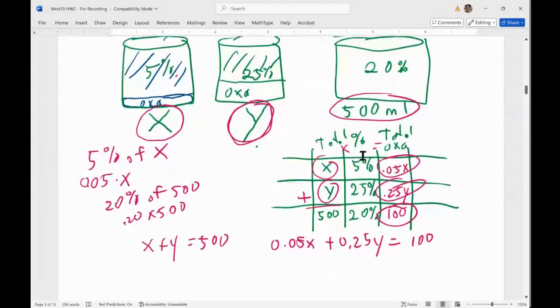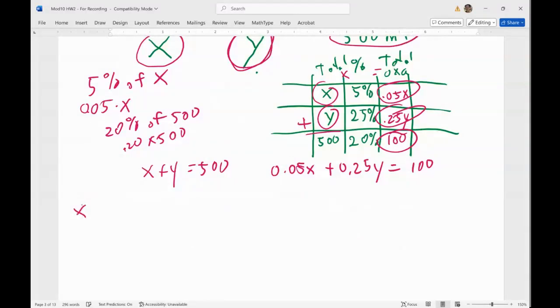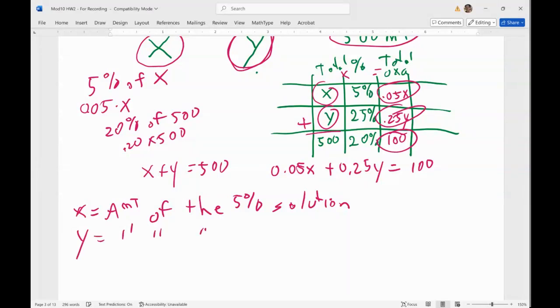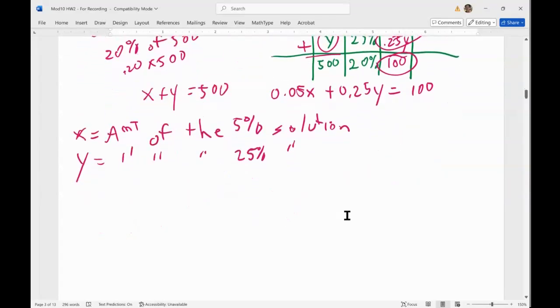Keep in mind, x is the amount of the 5% solution that we need to use, and that was one of the things being asked for. And y is the amount of the 25% solution that we need to use, and that's the other thing being asked for. So we're going to solve this system of equations.